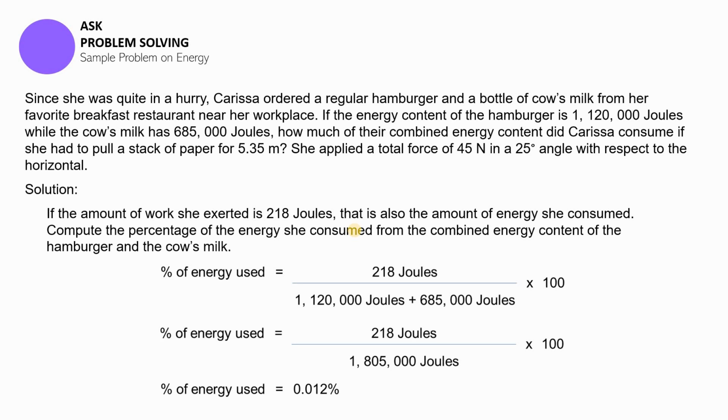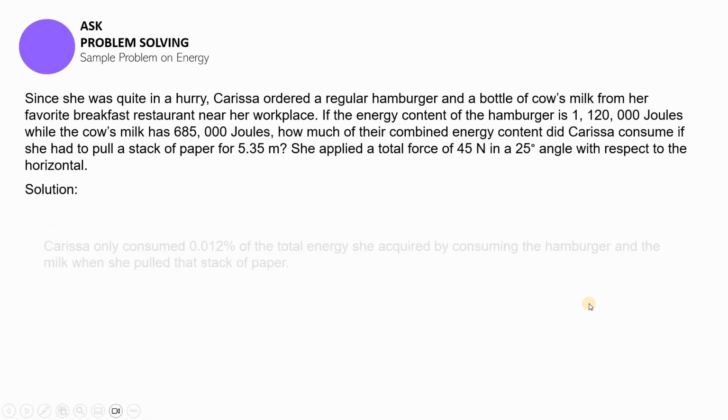Okay. So, again, ang ginawa lang natin dito, if you haven't followed yet, is we added muna the two sources of energy. We get 1,805,000 joules. And then we divide it, 218 divided by 1,805,000. So, again, 218 yung i-divide. Then multiply that by 100, you're gonna get 0.012%. Okay, did you get it? Okay. Now, what does that mean?